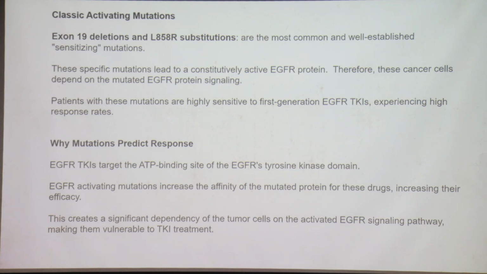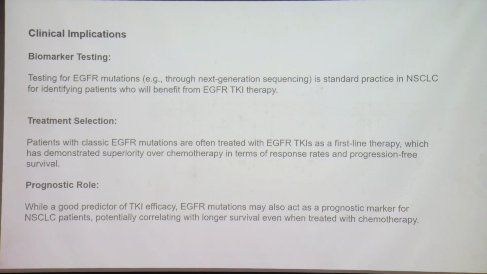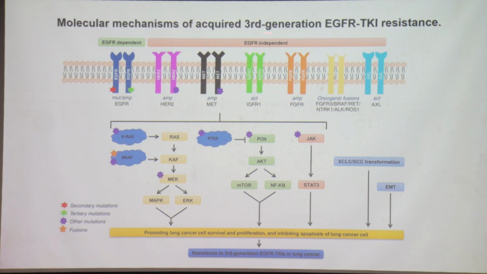So you have to actually check the mutation and then prescribe the drug, not give chemotherapy. Okay, so this is biomarker testing. You test the exact mutations, then you give the right drug, depending on the mutation. And that will also tell you what the prognosis will be for that person. Because if you have a very good drug, it's going to work very well for these patients. So this is the third generation EGFR TKI.